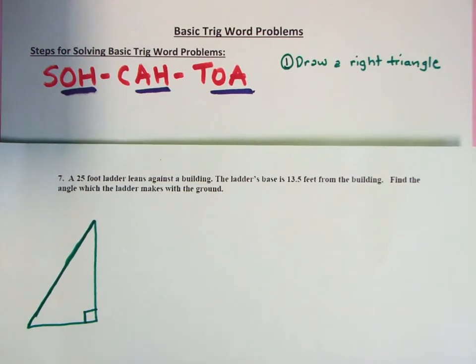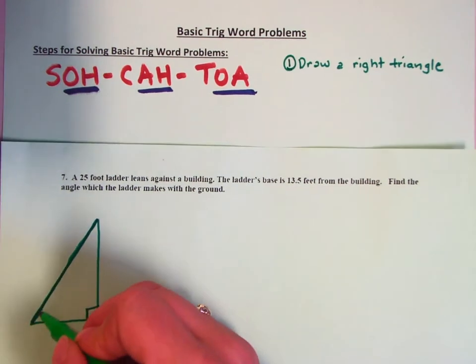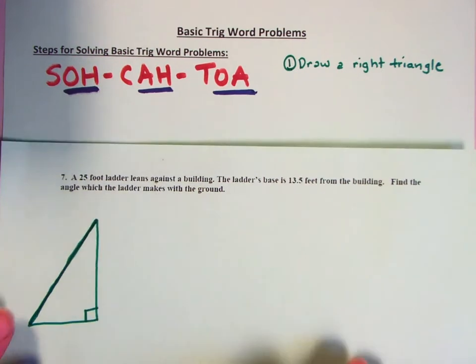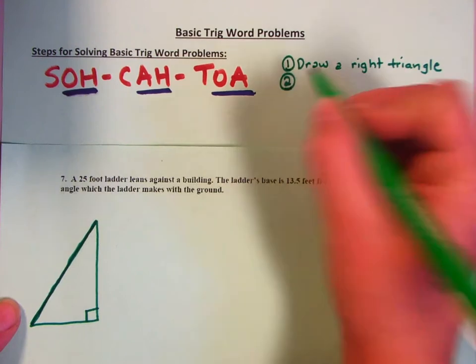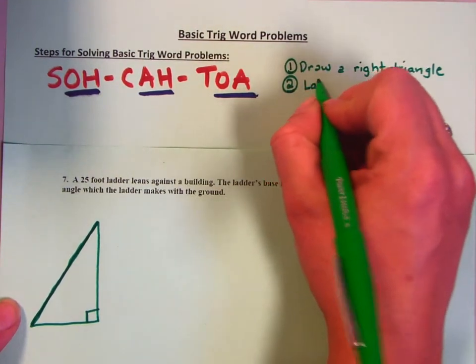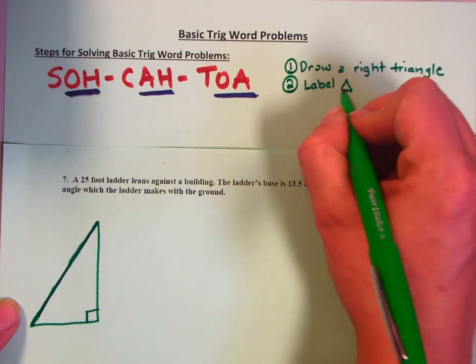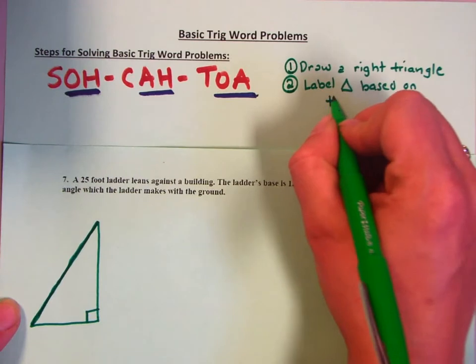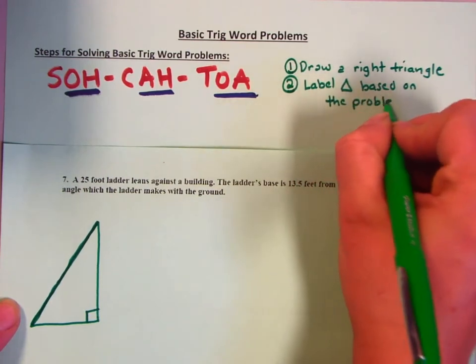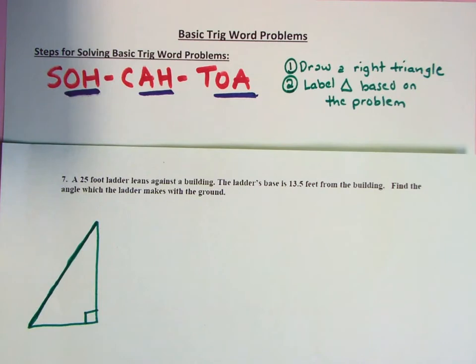So for problem number 7, you need to draw in a right triangle. The next step is we're going to label the triangle based on the problem. So how do we label the triangle based on the problem? Well, it means that we're going to have to read the problem thoroughly and pick out what information we need.